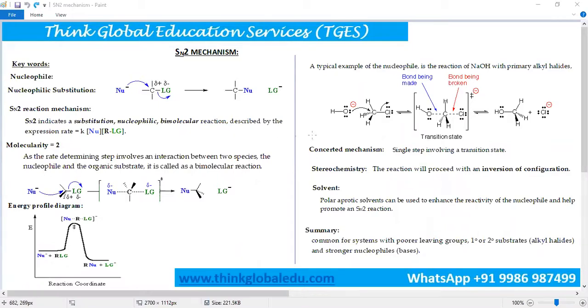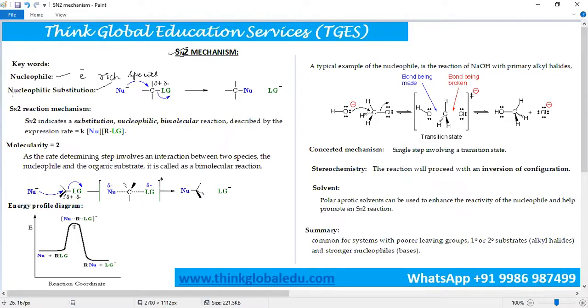In this video, we will talk about the SN2 reaction mechanism. Before looking at the mechanism, we shall learn some basic concepts such as the nucleophile and the nucleophilic substitution reaction. A nucleophile is an electron-rich species which donates an electron towards electrophilic compounds. Certain nucleophiles are neutral in nature and certain nucleophiles are negatively charged molecules.